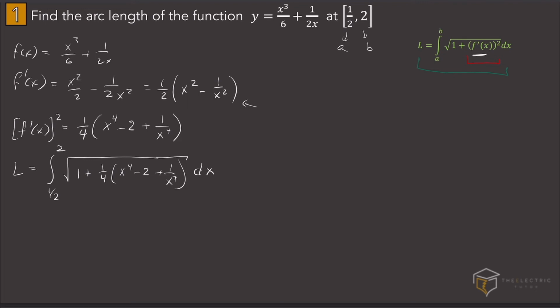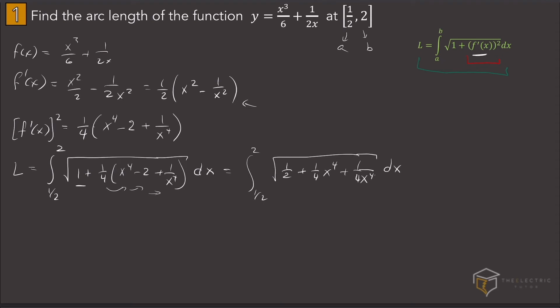dx. I want to clean this up a little bit, so I'm going to distribute the 1/4 and then add that 1. And this is what we get. We get 1/2 plus 1/4 x to the 4th plus 1/4 times 1 over x to the 4th, basically, dx.